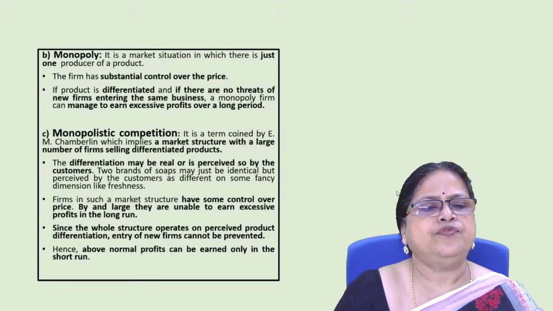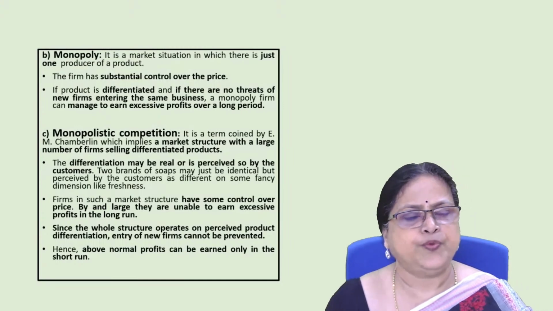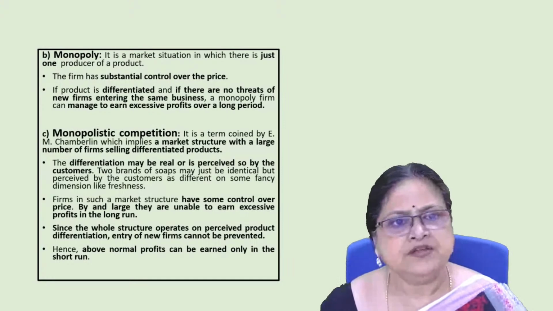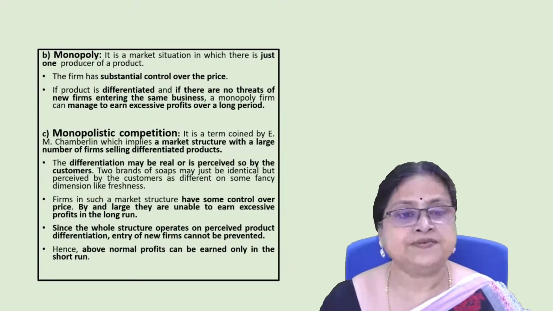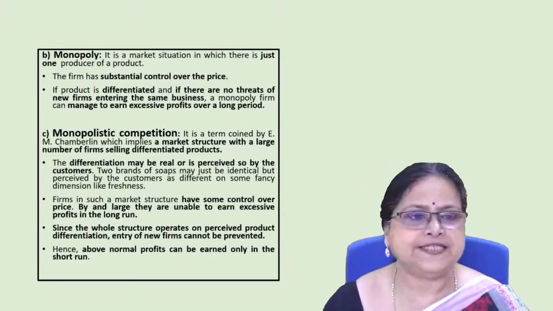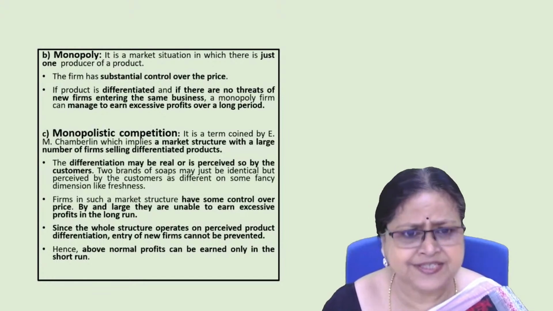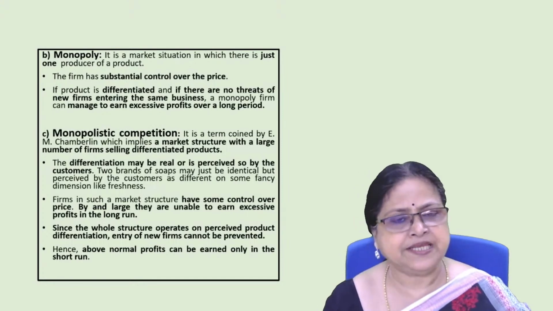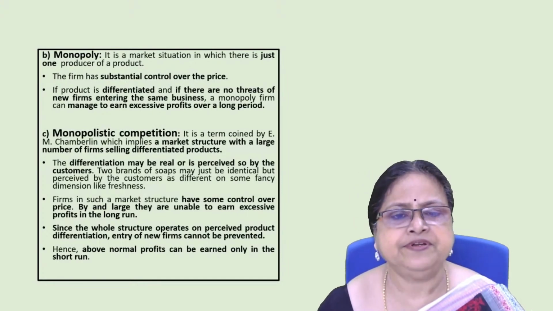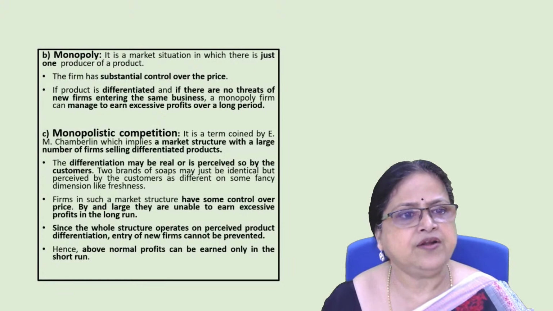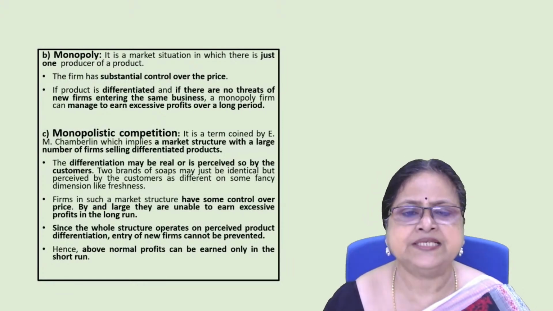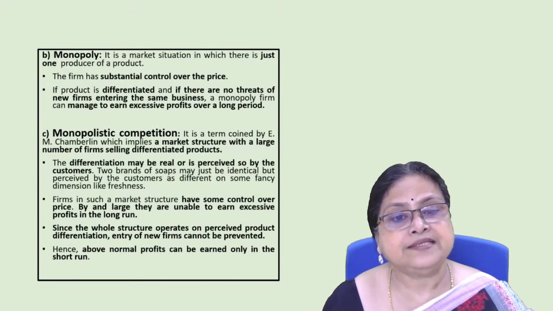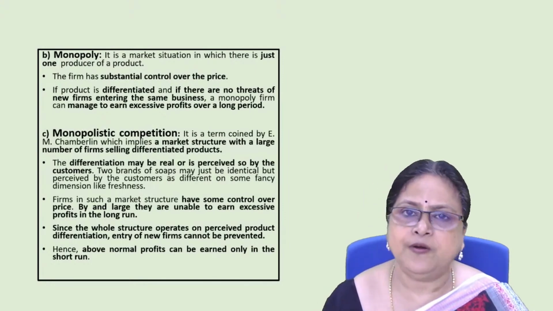Let us go for the monopoly. It is a market situation in which there is just one producer producing a product. The firm has substantial control over the price. If the product is differentiated, and suppose the monopolist finds that there are two different markets for the same product, and there is no threat of new firms entering the same business, a monopoly firm can manage to earn excessive profits over a long period.